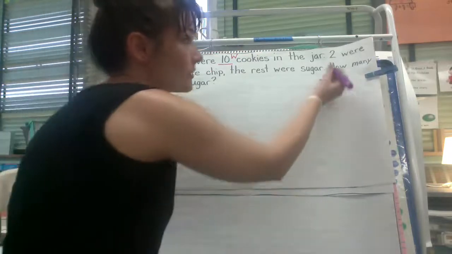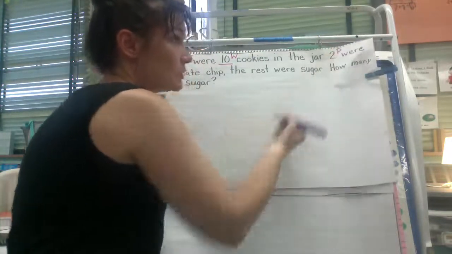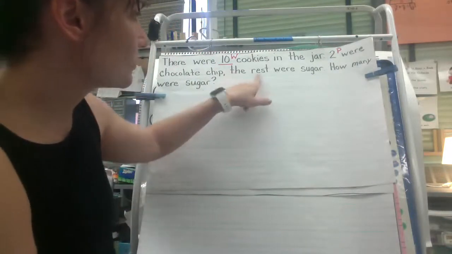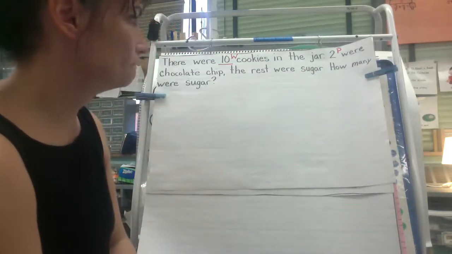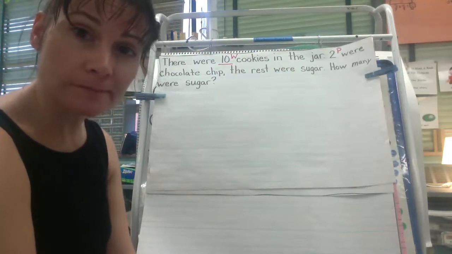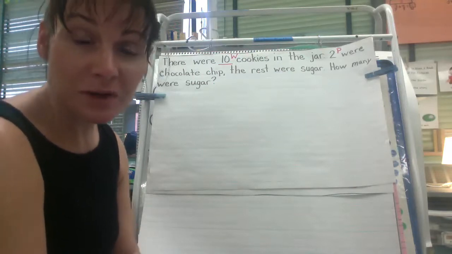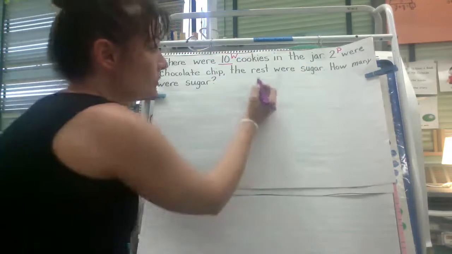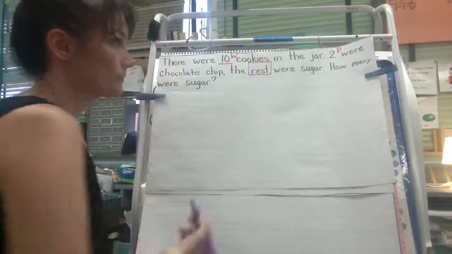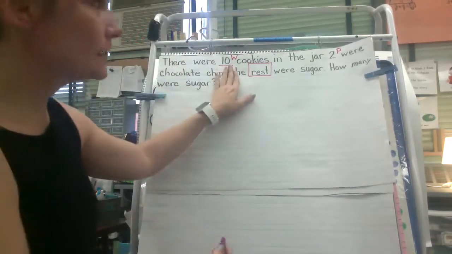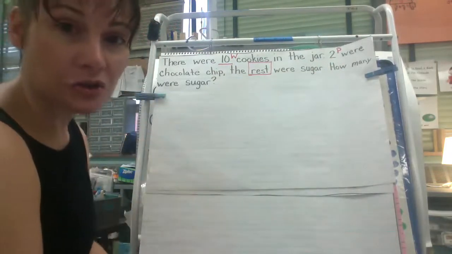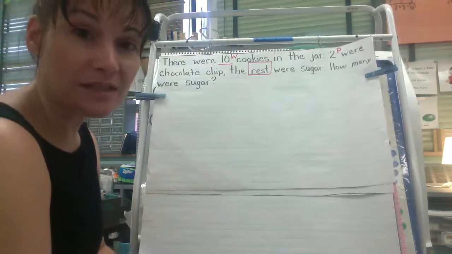Great. Our part that we know is 2 because 2 of those were chocolate chip. Then it says the rest were sugar. The rest are sugar. Do I know how many are sugar? No, that is what I'm trying to solve. So I know that this is going to be my unknown problem. If there's 10 cookies in the jar, 2 were chocolate chip, the rest were sugar. Let's see how we would solve that.